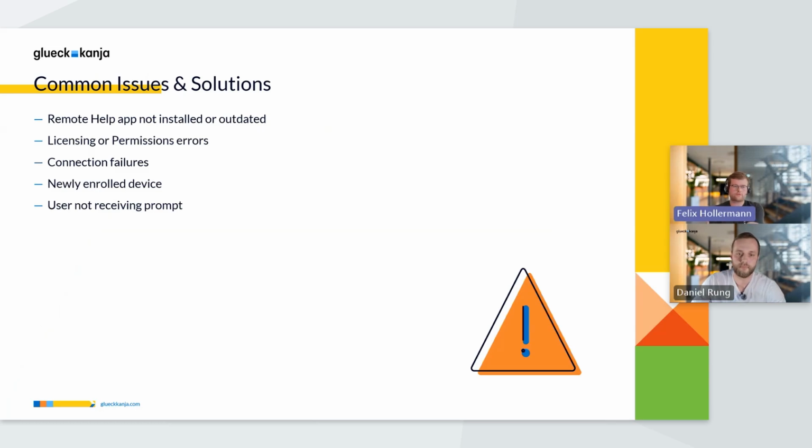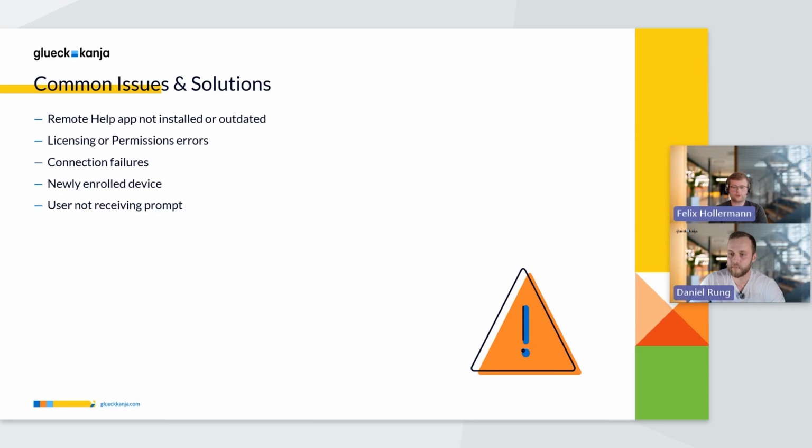Then we have a look at common issues and solutions. One point is that the remote help app may not be installed or outdated. So ensure that both the helper and users have the app installed and updated to the latest version. And for licensing or permissions errors, you have to verify that users have a valid license and the helper has the correct Intune role, so that he can start the remote help session.